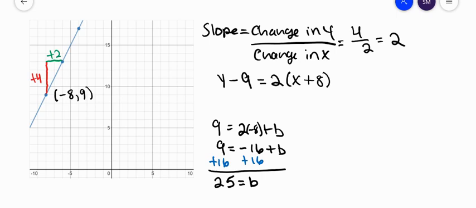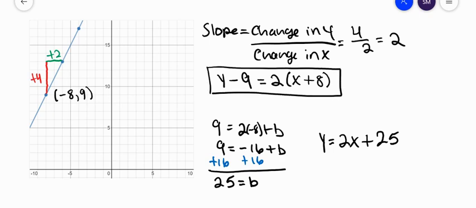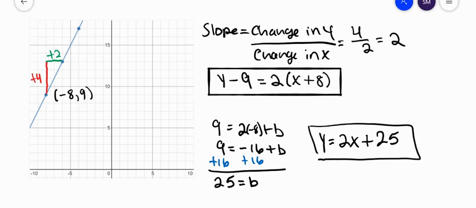So then I can go ahead and write an equation in slope-intercept form. Y equals my slope 2 times x plus my y-intercept, which is 25. So either of these are correct equations for the graph shown.